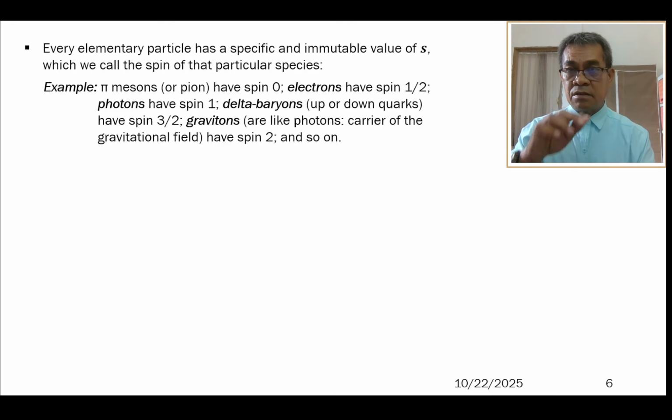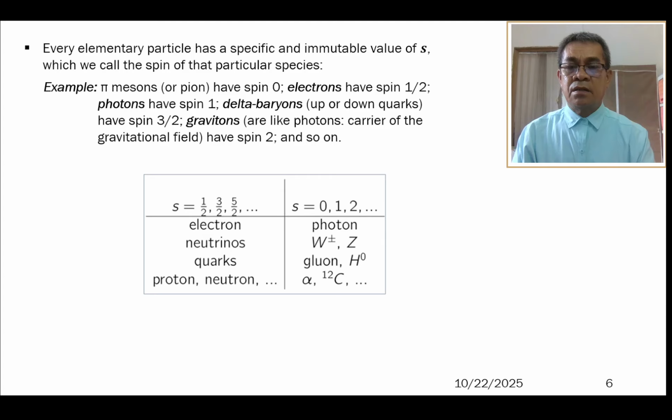So what does it mean? That any particle has a corresponding spin. We have spin 1 half, we have spin 1, we have spin 3 halves, and so on and so forth. Now, the spins that have a fraction like 1 half, 3 halves, 5 halves, this is the spin of the particles for electrons, neutrinos, quarks, protons, neutrons. So the spin numbers are in terms of fraction.